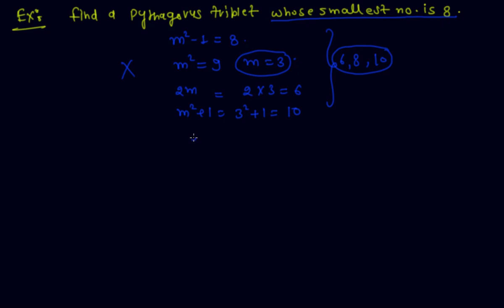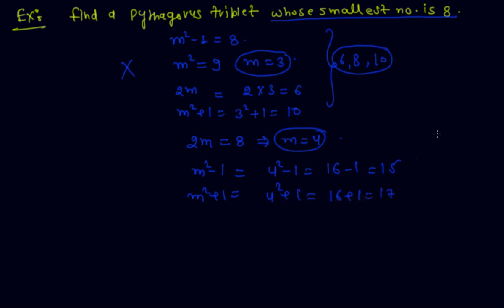Now I take 2m as the smallest number, which is equal to 8. The value of m is 4. Now put the value in m square minus 1 and m square plus 1. This is equal to 4 square minus 1, 16 minus 1 equal to 15, and 4 square plus 1, which is 16 plus 1 equal to 17. Now the triplet is 8, 15 and 17, whose smallest number is 8. So this is the required answer.